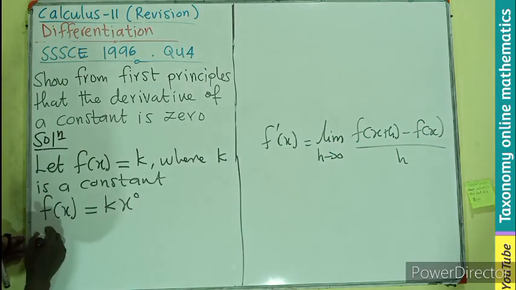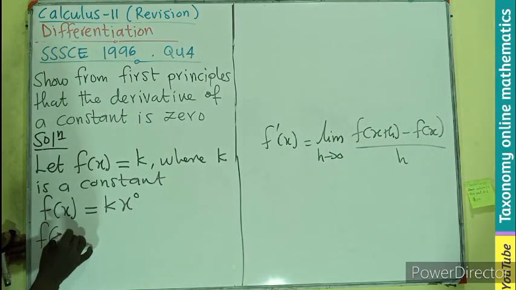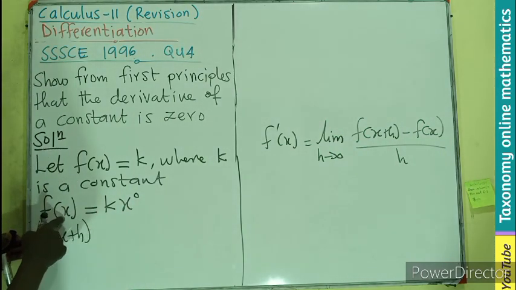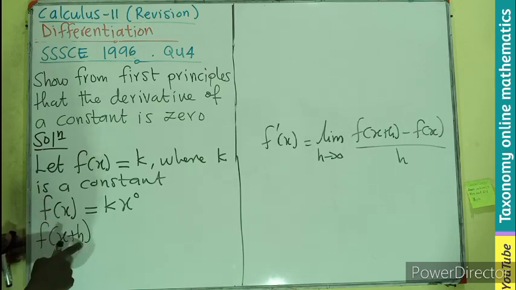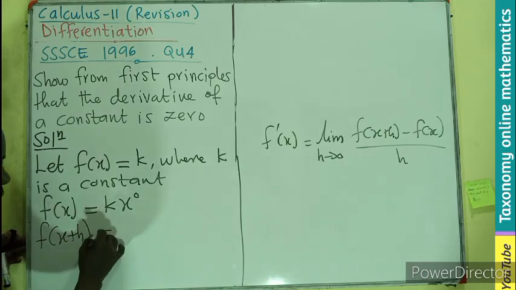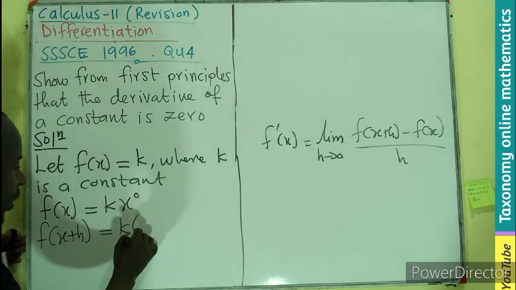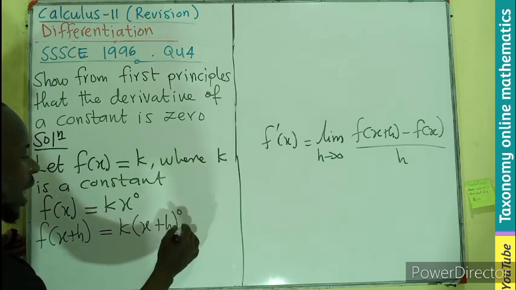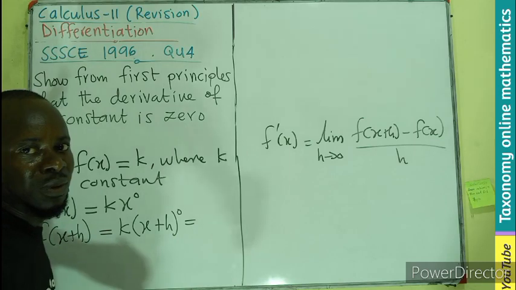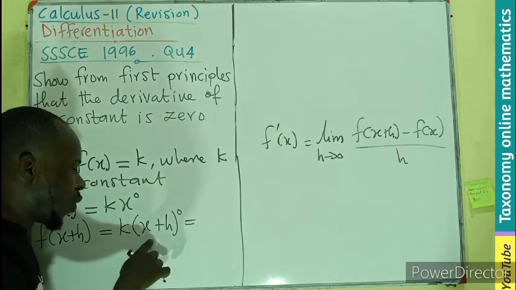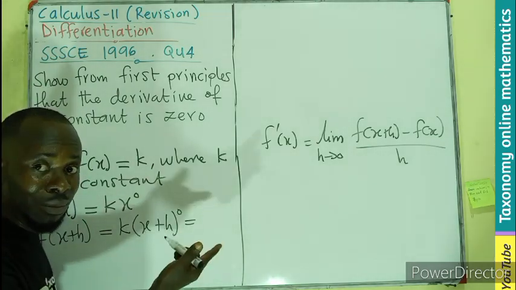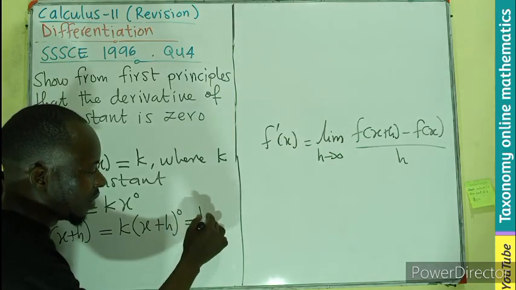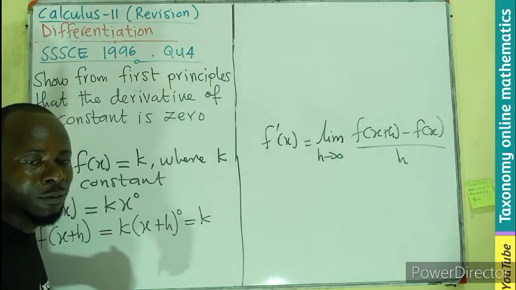So we are going to say that f of x plus h, increasing this value by h, meaning everywhere I see x, I replace it by x plus what? h. That means k into bracket x plus h, exponent 0. But you can agree with me that the whole of this exponent 0 will still mean 1, meaning you have the whole thing equal to k.